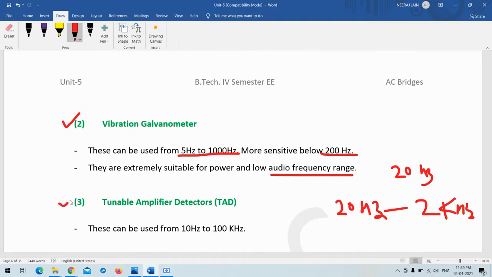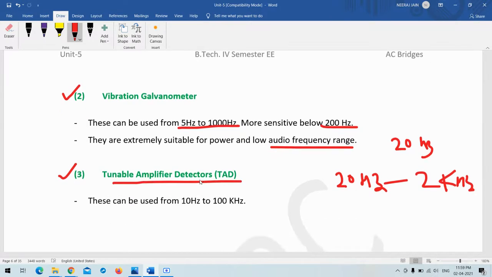Third one is the tunable amplifier detector. These tunable detectors are also used from 10 Hz to 100 kHz.